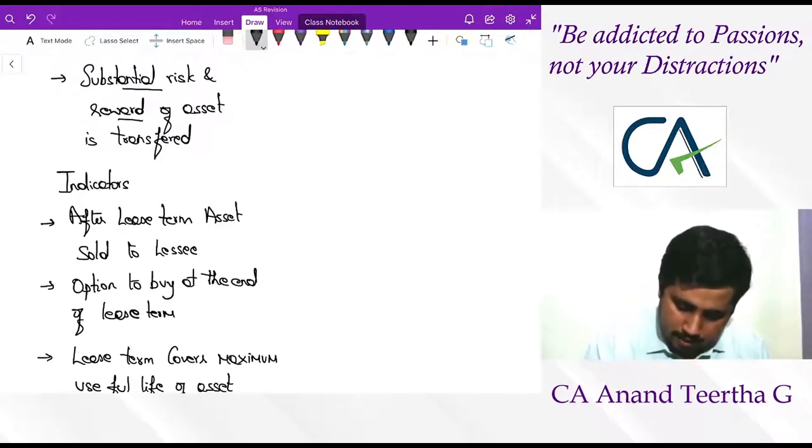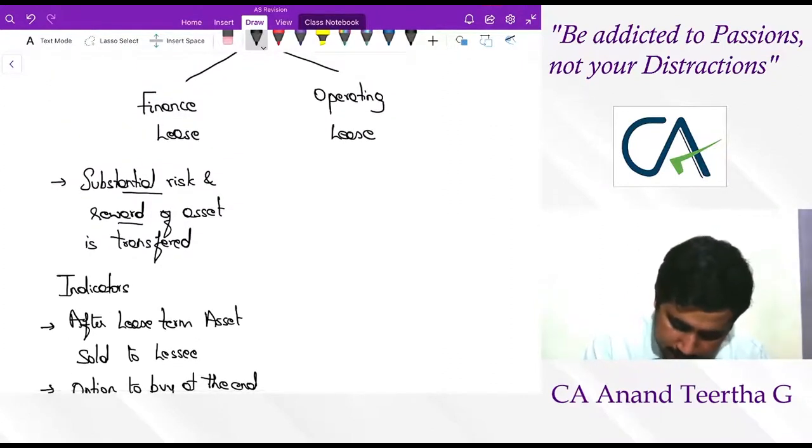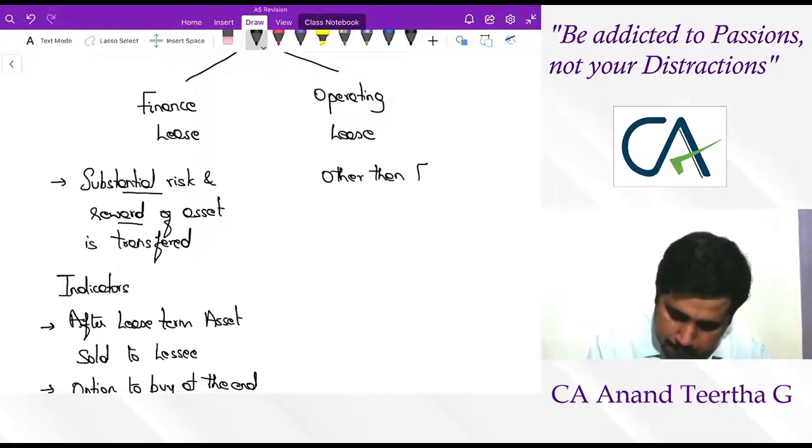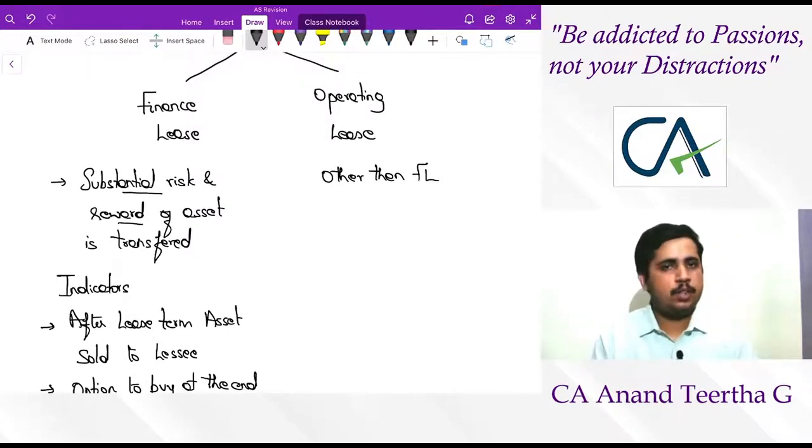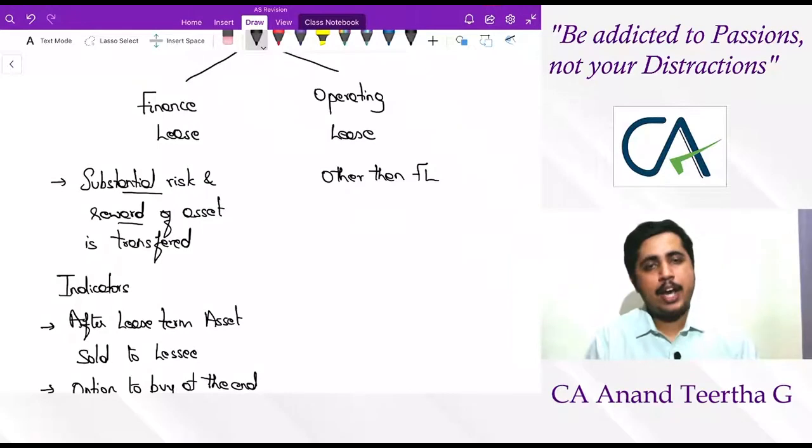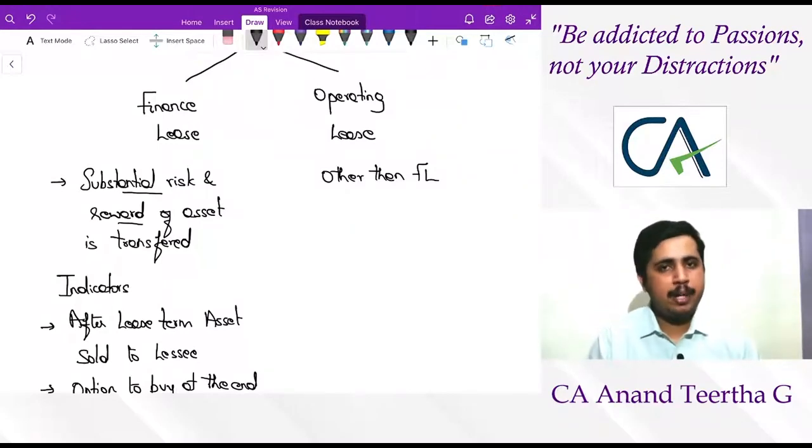Okay, then what are operating lease? Other than finance lease are operating lease. So in operating lease, substantial risk and rewards are not transferred, which means the lease term does not cover the majority life of the asset. So maybe a year might cover or 2 years, it doesn't cover the majority life, then there is no substantial risk and reward transfer. These things will be your operating lease, the normal one. So these are the two types of leases what we have, and accordingly the accounting is going to be different.